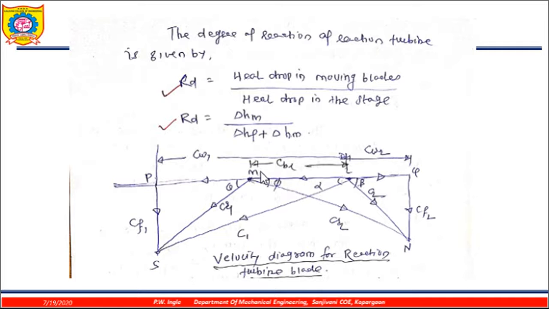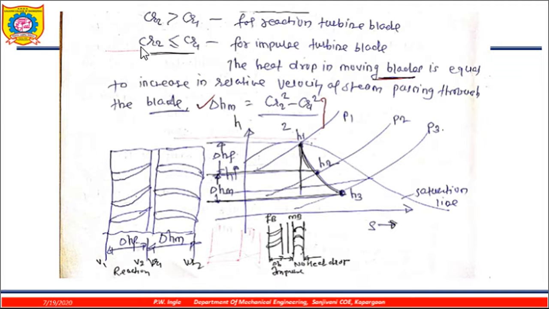This is the velocity triangle for a reaction turbine blade. C1 will have two components, Cw1 and Cf1, then there is Cr1. C2 will have two components, Cf2 and Cw2, and then Cr2. Then there are the angles alpha, beta, theta and phi. This is the velocity triangle, and this is the stage. This is delta Hf, the change of enthalpy in the fixed blade, and delta Hm, the change of enthalpy in the moving blade. Cr2 is greater than Cr1 for a reaction steam turbine, while for an impulse steam turbine, Cr2 is less than or equal to Cr1.